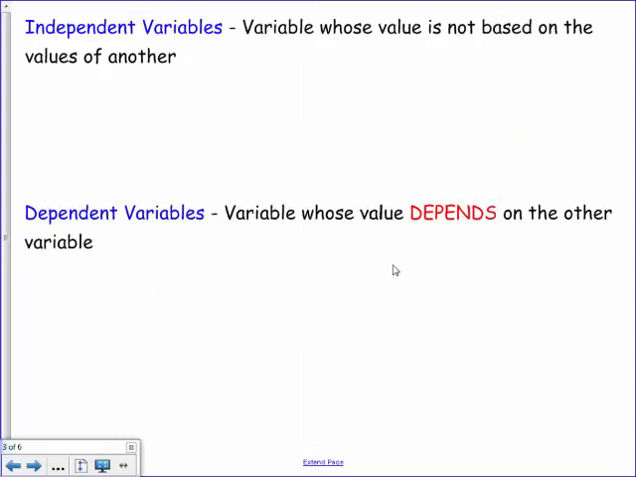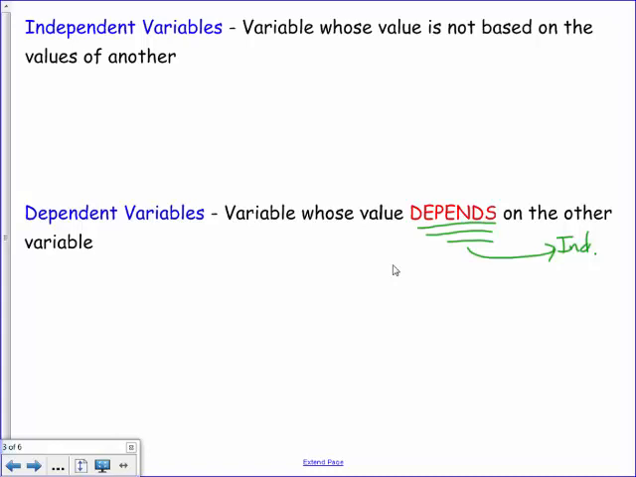So with variables, we have independent variables and dependent variables. And the best way to reference one from the other is to remember that the dependent depends on the independent. Okay, remember that. That's important. And we'll look at an example here in a second. So the dependent always depends on the independent.